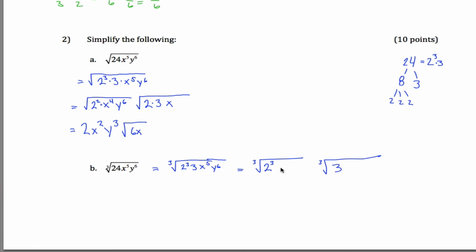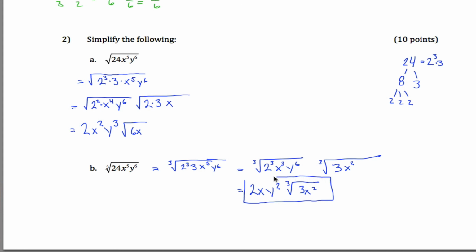X to the 5th, I can put 3 of those over here, which leaves me with 2 remaining over here. Y to the 6th, I can put all 6 over here because that's 2 groups of 3. And so the cube root of 2 cubed is just 2. The cubed root of x cubed is just x. The cubed root of y to the 6th is y squared. Under the bad radical, I have the cubed root of 3x squared. So this ends up being my final answer.